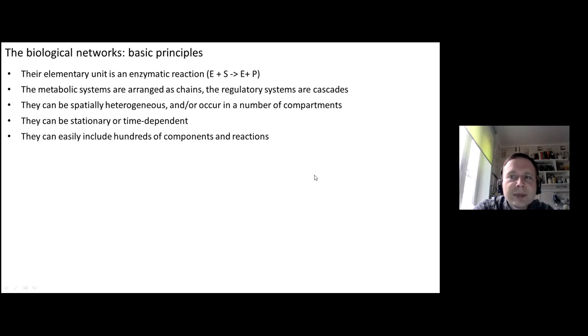The two fundamental types of biological networks are metabolic networks, which are sequences of transformations, and regulatory systems that are arranged as cascades. It could be a signaling cascade, the complement network, which is also a cascade, the trypsin cascade in our bowels, but essentially it is the same principle. These systems can have additional complications. They can be spatially heterogeneous, or separated into different compartments. They could be stationary or time dependent, and they can be quite large.